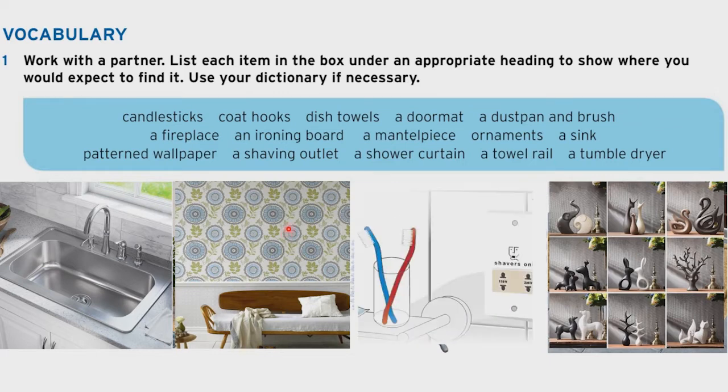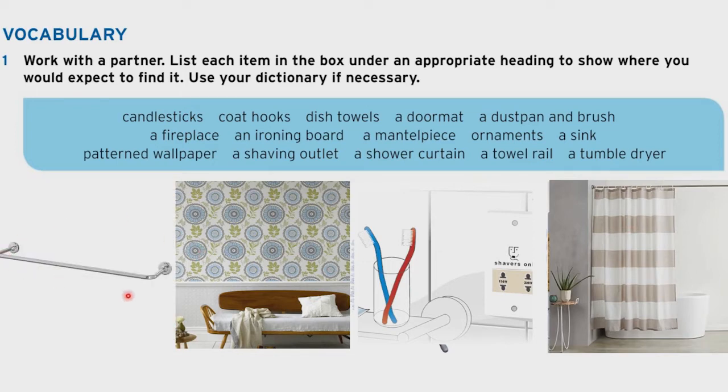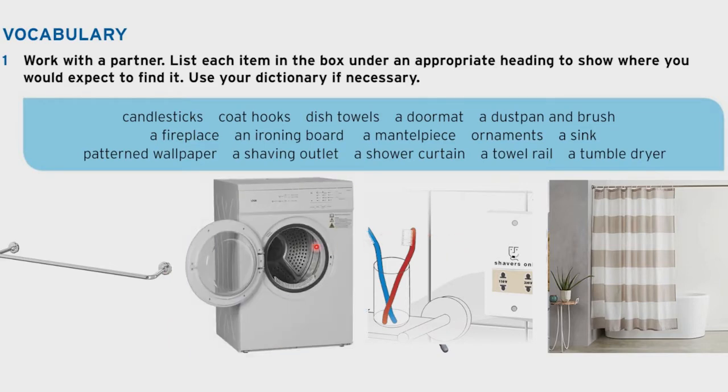Then we have the shaving outlet. This is not very common here in Mexico, but this is a special outlet that is used to connect shaving machines. Then we have a shower curtain, that is this over here, in order to have some privacy in the shower. Then we have a towel rail, that is the place where we put a towel. And finally, a tumble dryer that we use to dry our clothes. All right? Very good, guys.